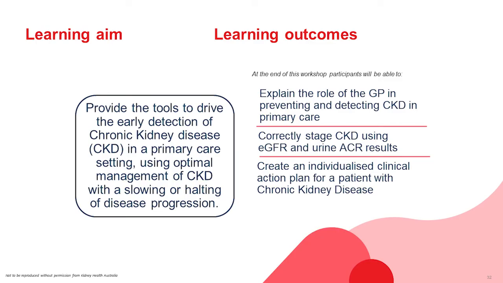So the learning aim is to provide the tools to drive the early detection of CKD in a primary care setting, using optimal management of CKD with a slowing or halting of disease progression. At the end of the workshop, I hope you will be able to explain the role of the GP in preventing and detecting CKD in primary care, correctly stage CKD using eGFR and urine albumin creatinine ratio results, and create an individualized clinical action plan for a patient with CKD.